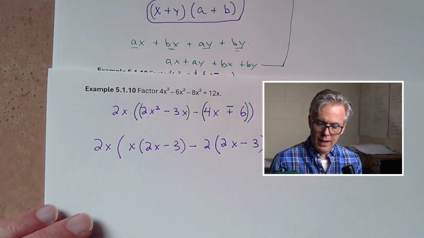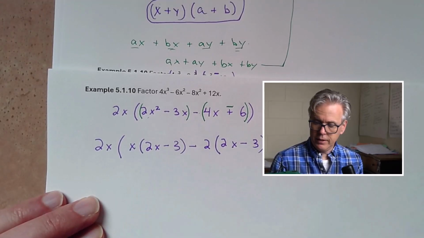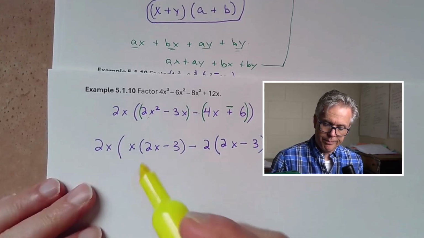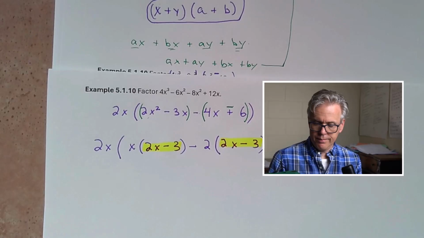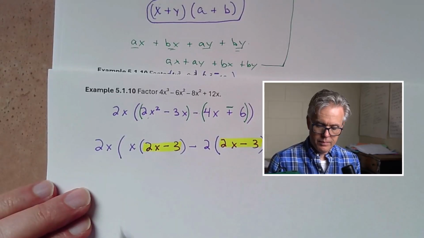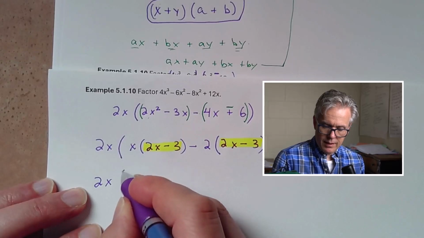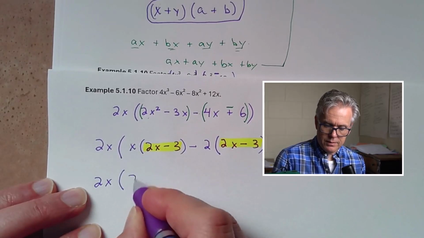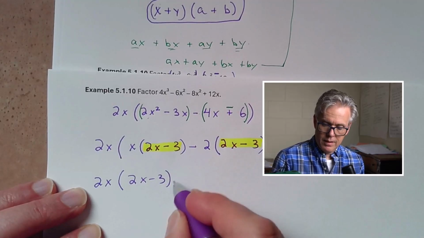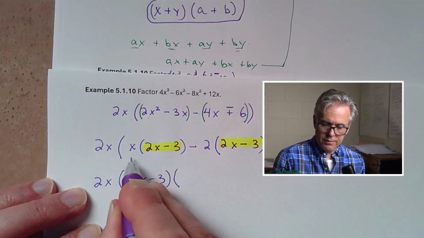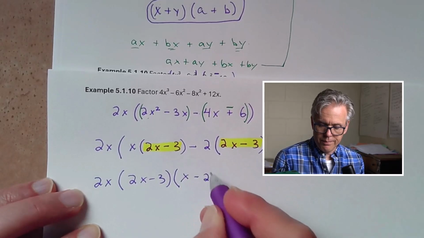Okay, so what do I have left to do? Well, I've got my grouping here. Here's my common factor, 2x minus 3, 2x minus 3. So bring down this 2x. Now I'm going to factor out that 2x minus 3 from each group. And then what do I have left in this first group? Well, I'm just left with an x. The second group, I'm just left with the minus 2.